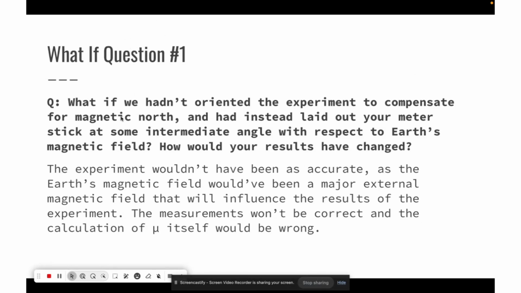What if question number 1? What if we hadn't oriented the experiment to compensate for the Earth's magnetic field? It wouldn't have been as accurate, because the Earth's magnetic field would have been a major external magnetic field, and it would have been consistently influencing the results of the experiment, and the calculation of mu itself would be wrong.